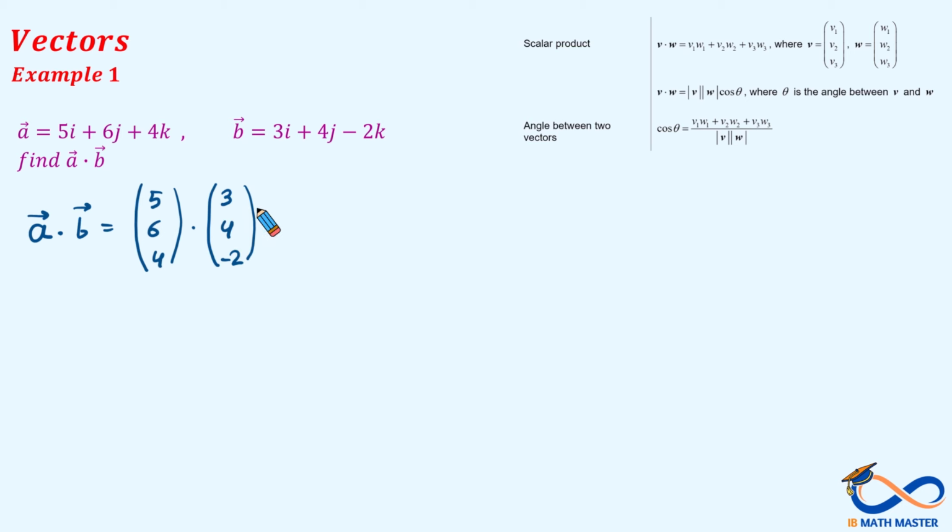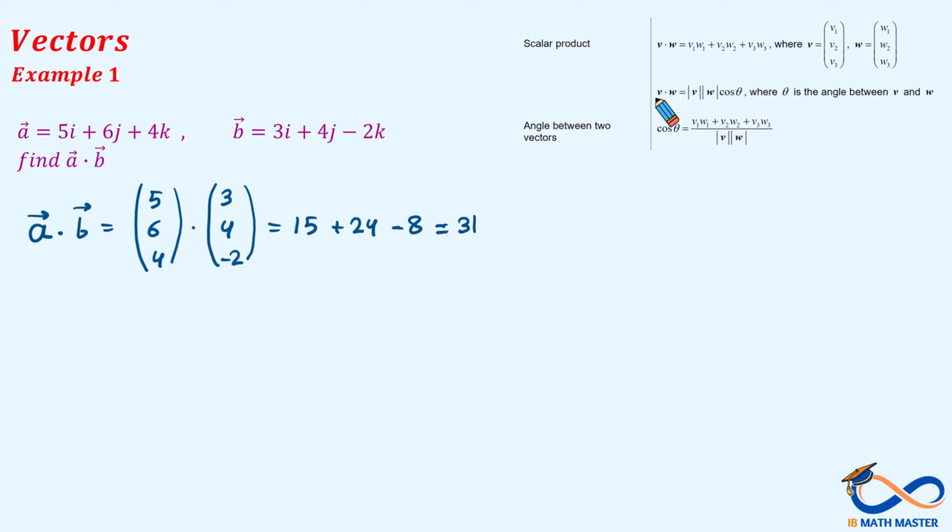As we said, we will multiply the corresponding components. We multiply first 5 by 3, which will be 15. Then 6 times 4 will be 24. Then 4 times negative 2 will be negative 8. If we combine these numbers, it will be a scalar number, 31. Notice that when we multiply two vectors using the scalar product, we get only a scalar number, not a new vector.